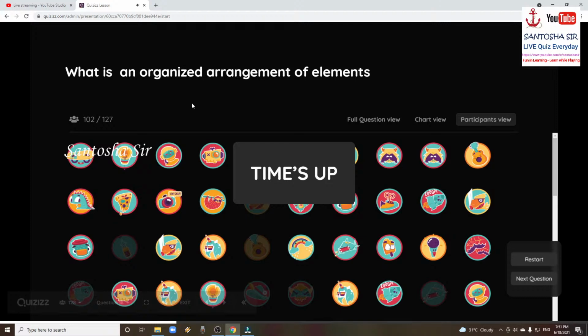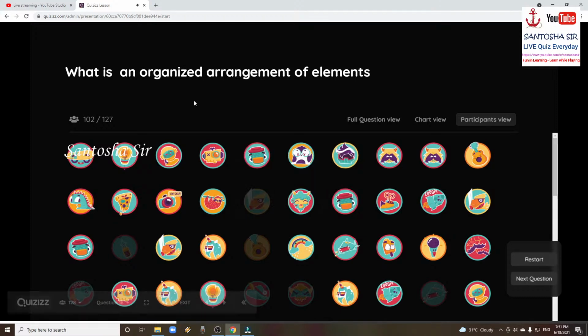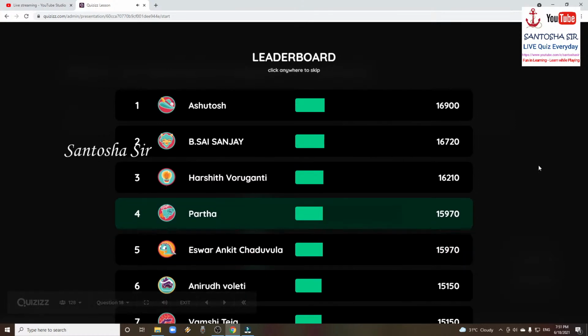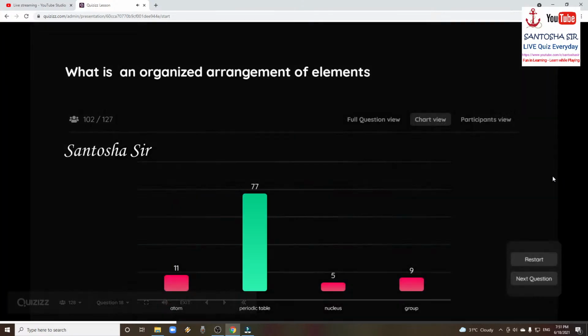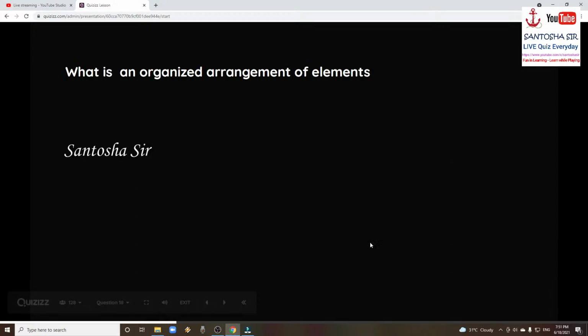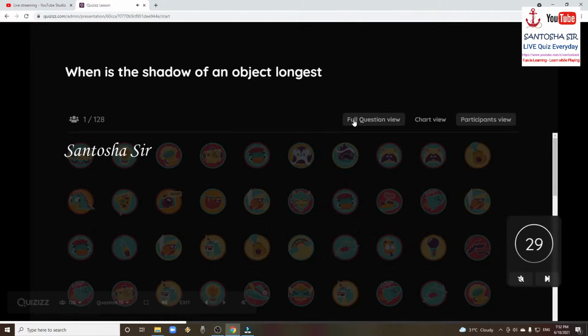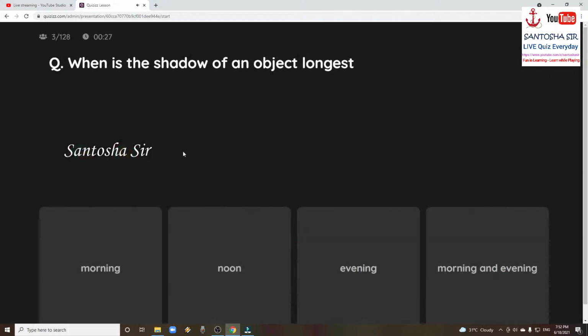Time is up, and 102 members answered it. And the leaderboard scores, fourth position replaced. 77 members made their choice correctly. Let's move on to the next one. Question number 19. Here comes. When is the shadow of an object longest?